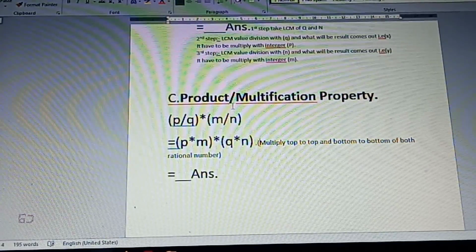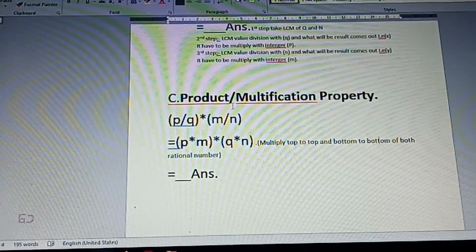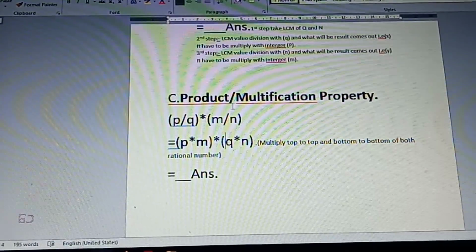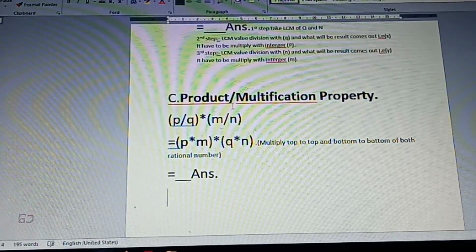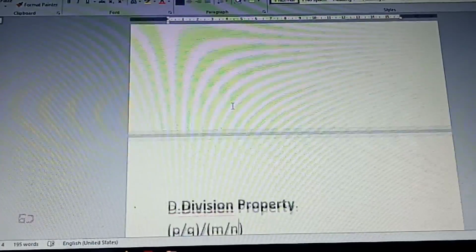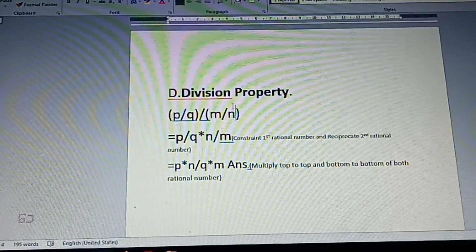You just multiply top to top and bottom to bottom of both rational numbers. Multiply top to top means p into m, whole bracketed, into q into n, then the answer will come out. This is only the multiplication property. It is very simple. Same also the division property.